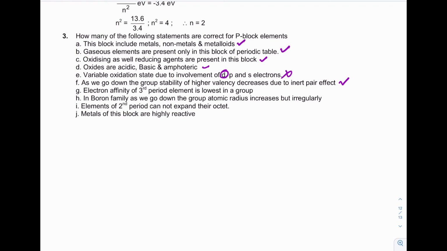Electron affinity of third period is lowest in the group. This is wrong because third period elements have highest electron affinity. In boron family, as we go down the group, atomic radius increases but irregularly. Yes, there is maximum irregularity in this group. Elements of second period cannot expand their octet. Yes, it is correct due to absence of vacant d orbital. Metals of this block are highly reactive. No, s block metals are more reactive. So the correct ones are 1, 2, 3, 4, 5, 6 and 7.